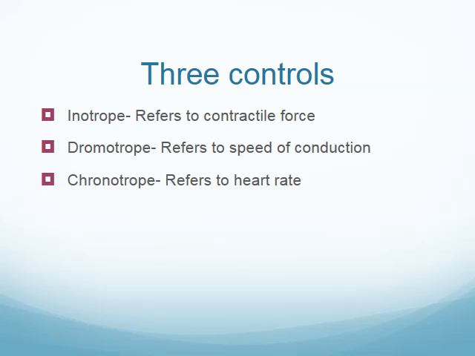As already stated, there's three controls. The inotrope refers to the contractile force of the heart. Dromotrope refers to the speed of conduction, and then chronotrope refers to the heart rate. So we do have medications that can affect all three of these things, and so it's important to remember that we can have an effect on these sometimes, if we don't know what we're doing, not for the better.